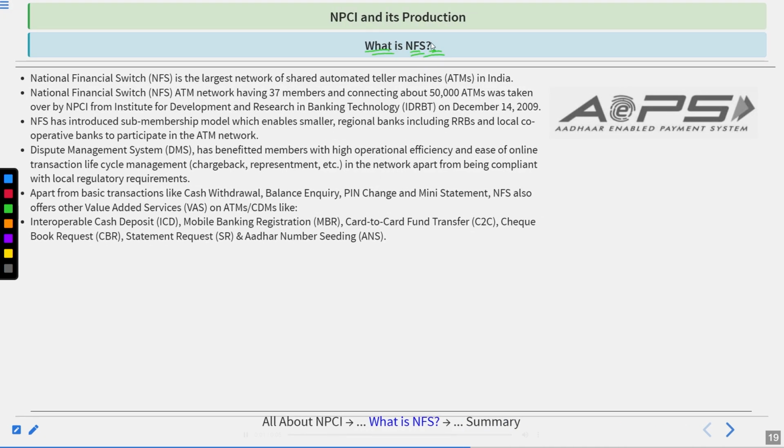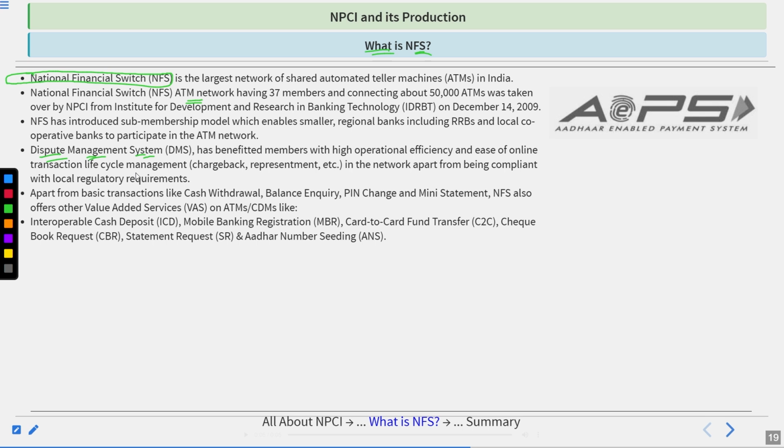What is NFS? National Financial Switch is the largest network of shared automated teller machine, ATMs, in India. National Financial Switch ATM network having 37 members and connecting about 50,000 ATMs was taken over by the NPCI from Institute for Development and Research in Banking and Technology on December 14, 2009. NFS introduced some membership model which enables smaller regional banks including the RRBs and local cooperative banks to participate in the ATM network. Dispute Management System, DMS.